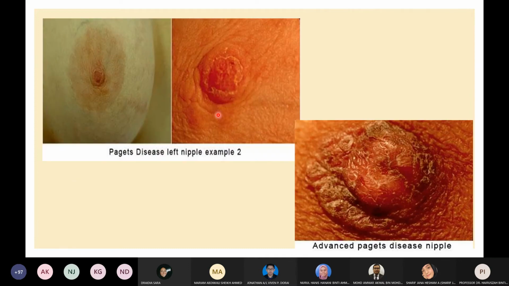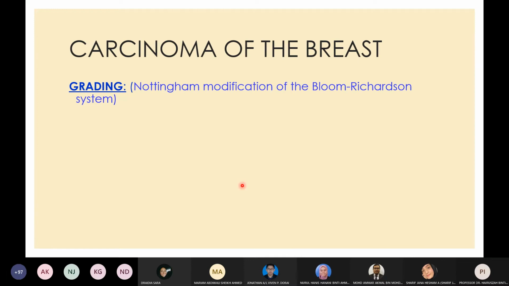Okay, this is what I'm trying to show you. Just some skin lesion, usually around the nipple, areola region, like here. This is more advanced. So be careful about Paget's disease of the breast. All right, we're done with all the histologic types and the different prognosis attached to different histologic diagnoses.